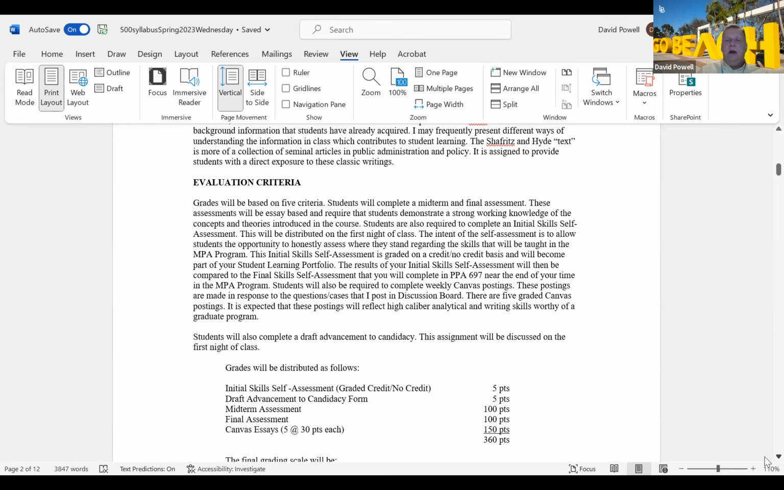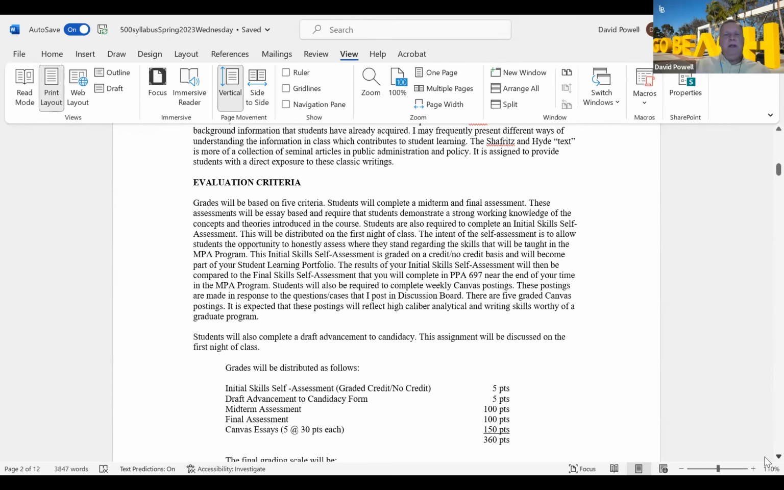Then another criteria is what we call the initial skills self-assessment. Now, the initial skills self-assessment is part of our student learning outcomes assessment system that we created about 15 years ago, I think it was. I'm trying to remember, it's been so long. I think it's about 15 years ago.